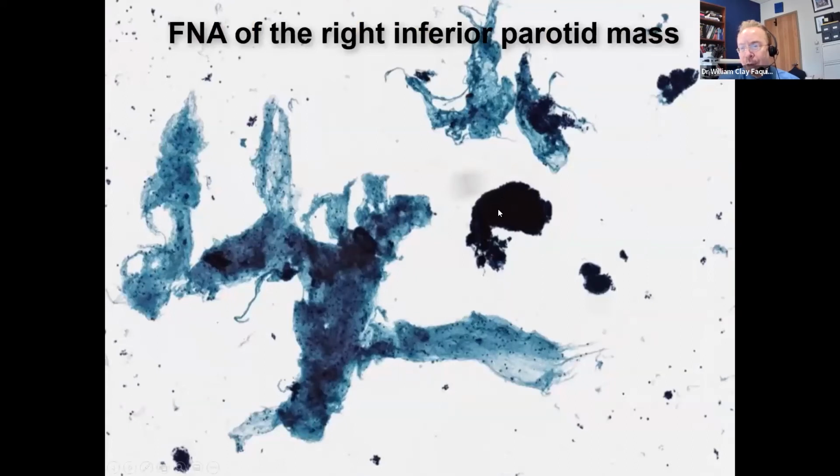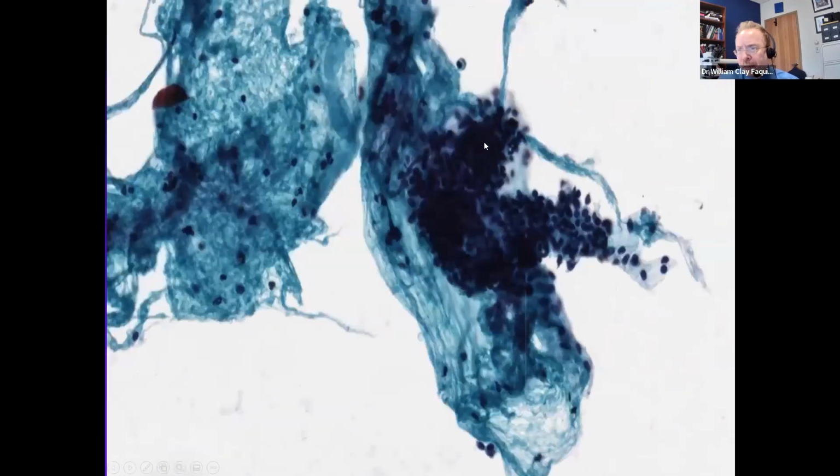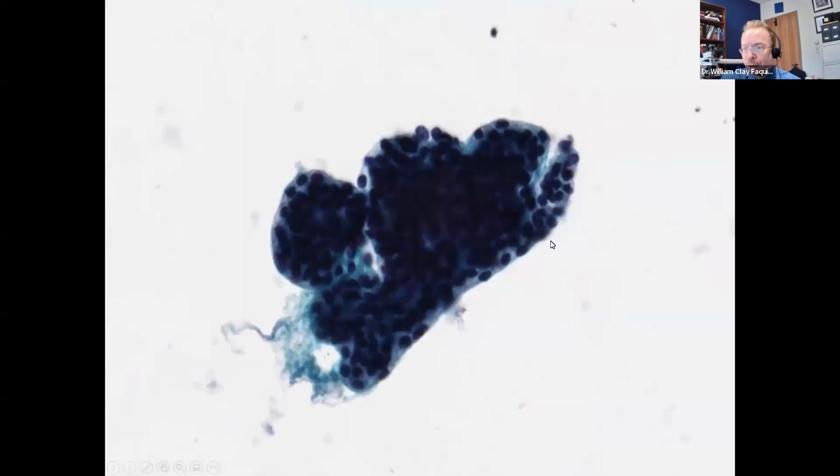We have these basaloid groups that are very solid, and this is actually matrix material out here. Here's a higher magnification view showing some of this matrix and showing these crowded basaloid groups. And this is probably the most useful image. We have the basaloid cells with this very sharp outline around the groups of basaloid cells. This finding, even if it's a minor finding in your FNA, is very worrisome for adenoid cystic carcinoma. It's not definitive, but on cytology alone, I would automatically put adenoid cystic carcinoma into my differential diagnosis.